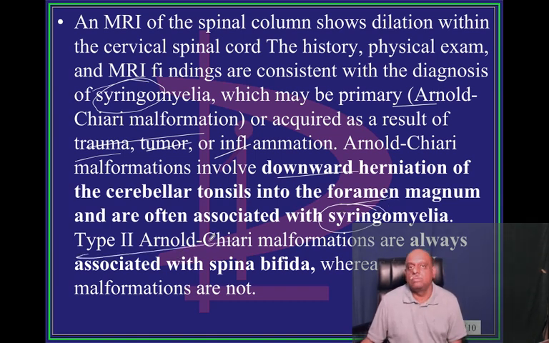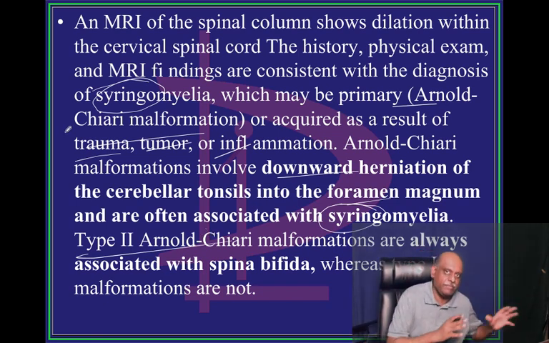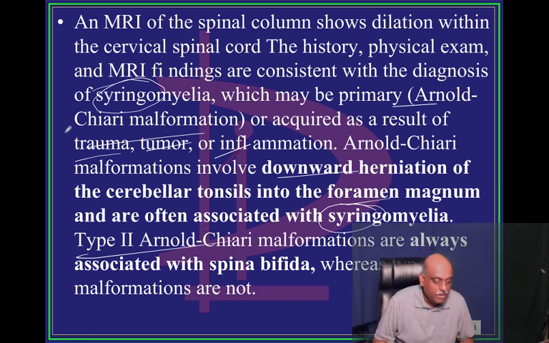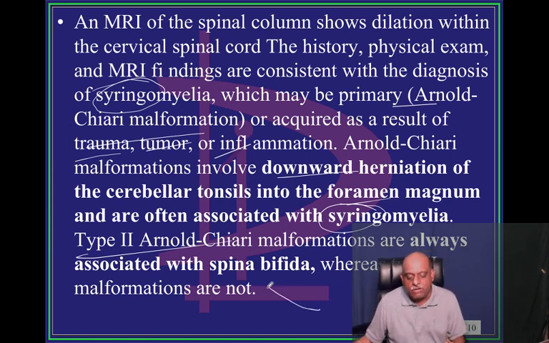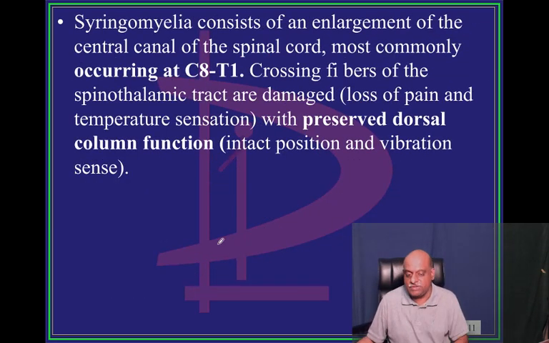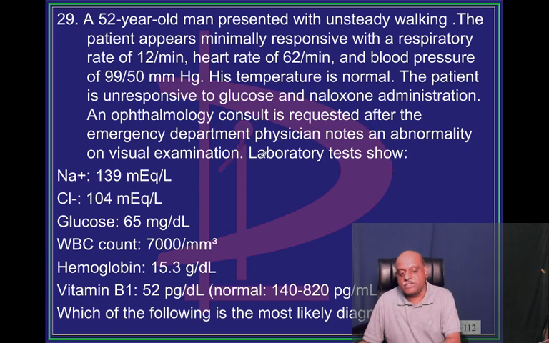Then the type 2 Arnold-Chiari malformation versus type 1. What is the main difference? Type 2 is associated always with spina bifida. Type 2 is associated with spina bifida, whereas type 1 is not associated. That's the only difference. So typically, C8 to T1 is the common location where syringomyelia is seen with the dissociated sensory loss.